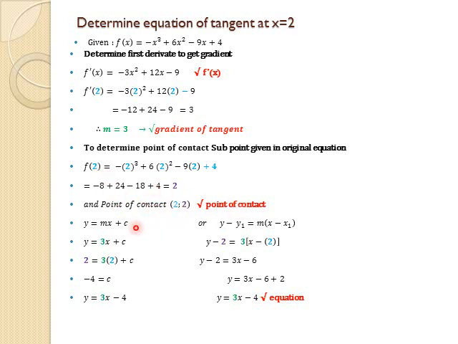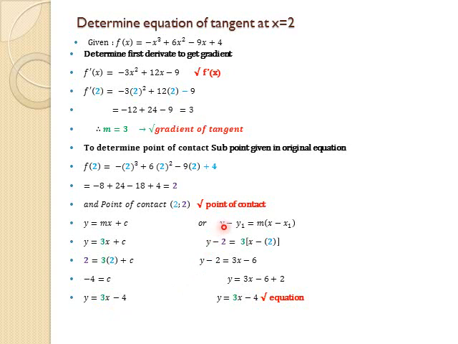Right, so again, go straight to the equation of a straight line, y equals mx plus c. The gradient there was 3, so y equals 3x plus c. According to my point of contact, x is 2 when y is 2. 3 times 2 would give me 6. If I take 6 over, it becomes negative 6. Negative 6 plus 2 then gives me negative 4. So c is negative 4, so my equation reads y equals 3x minus 4.